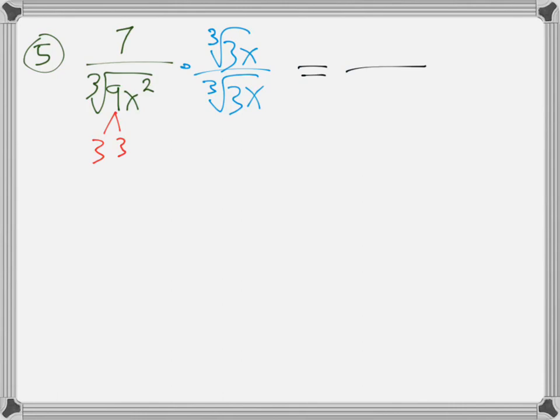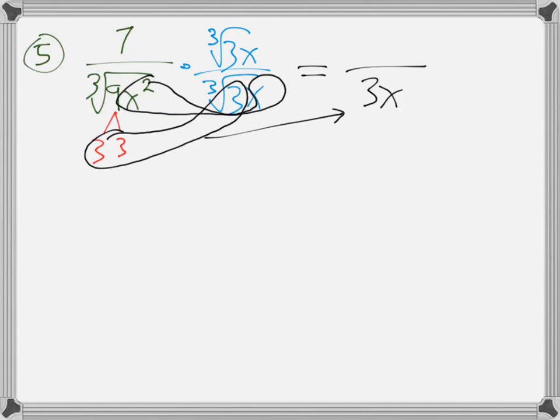So what happens on the bottom? Just 3x. No more root, right? Because the 1, 2, 3 3s in sent 1 3 out, and the 1, 2, 3 x's in sent 1 x out. Huh? What do you do on the top? Just smush it together. There's never anything going on the top. 7 cube root 3x done. How are we doing? Is that good? Questions I can answer? We got rid of the root for the bottom.